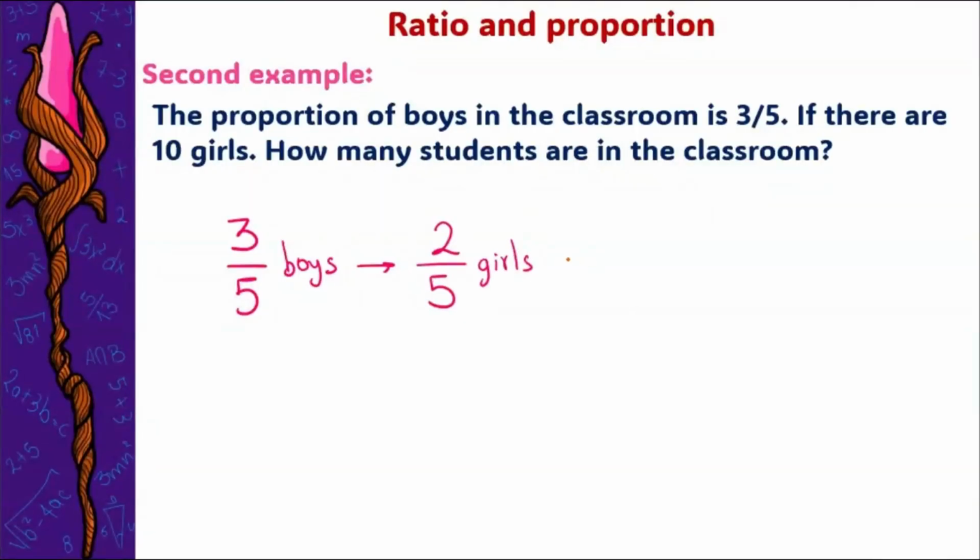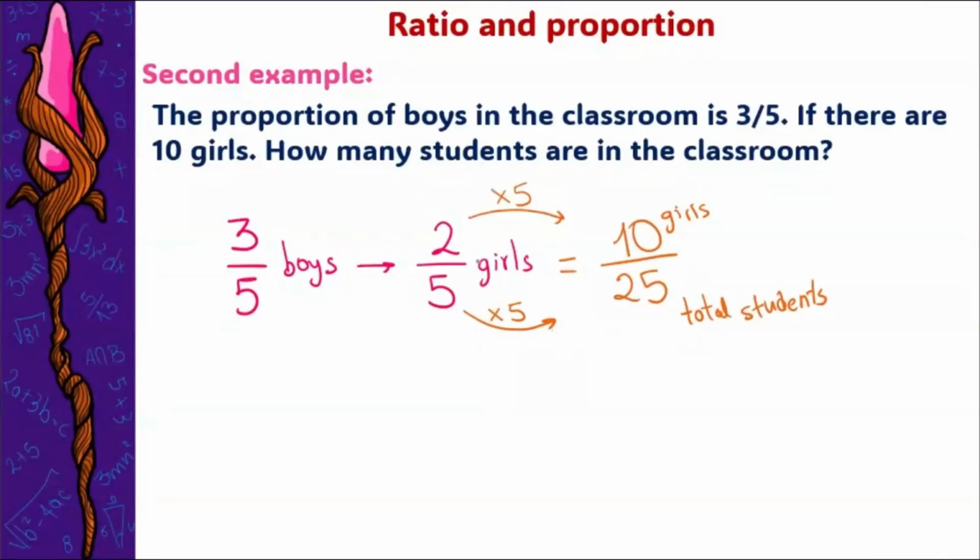Now, all we need to do is to find an equivalent fraction where the top is 10, since there are 10 girls in the classroom. So whatever is in the denominator is going to give us the total of students. So yes, we need to multiply by 5. 2 times 5 is 10, and 5 times 5 is 25. So a proportion of 2/5 of girls is equivalent to 10 out of 25. That means the total of students is 25.